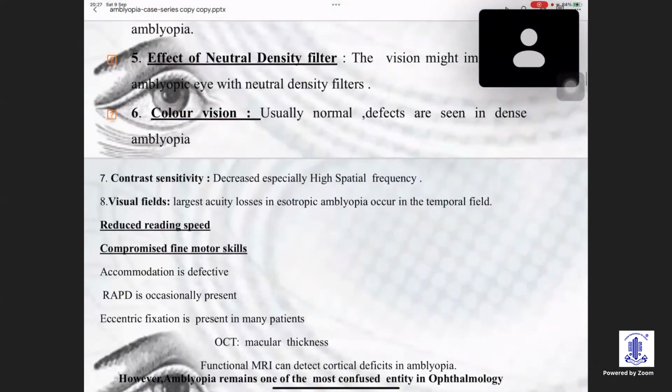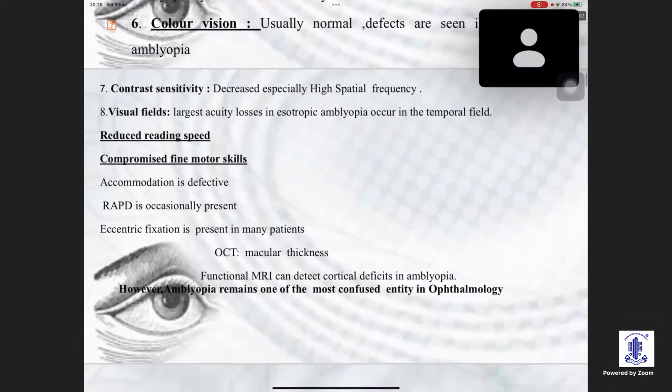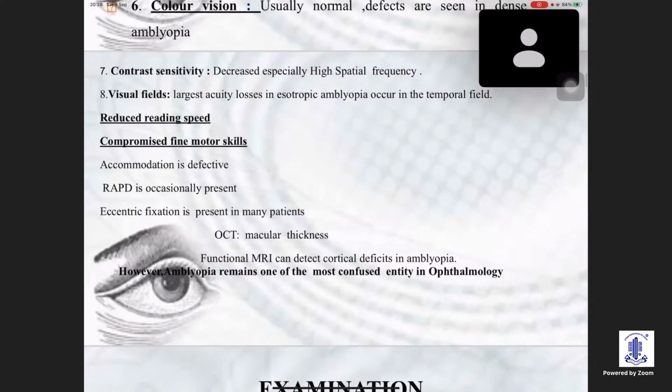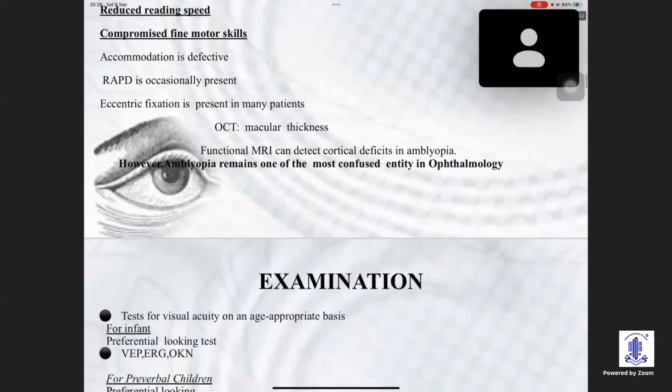Usually in dense amblyopia, color vision defects might be seen, contrast sensitivity is defective, visual fields are also lost, there is reduced reading speed of the child, there are compromised fine motor skills, accommodation may be defective, RAPD is occasionally present, and eccentric fixation is present in many patients, macular thickness may be affected on OCT, and functional MRI can detect cortical defects in amblyopia. However, amblyopia remains one of the most confused entities in ophthalmology.